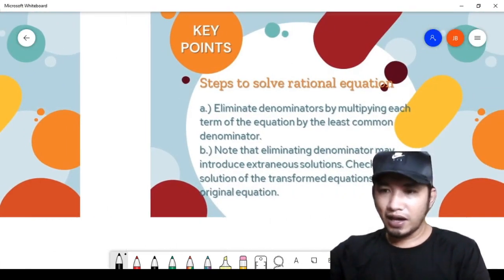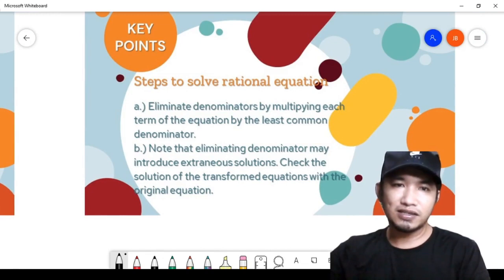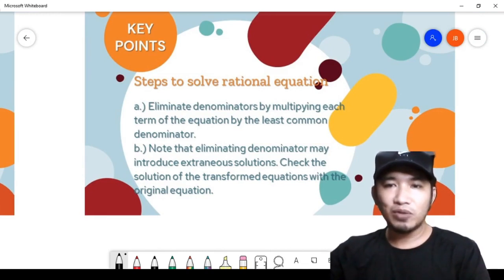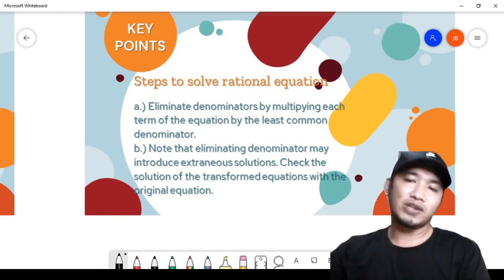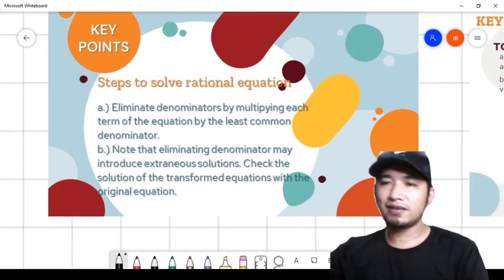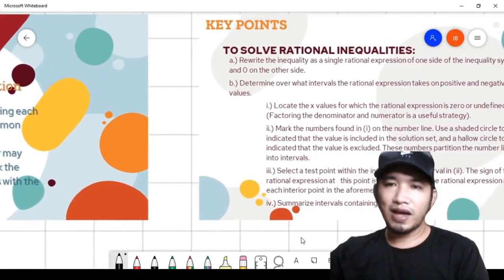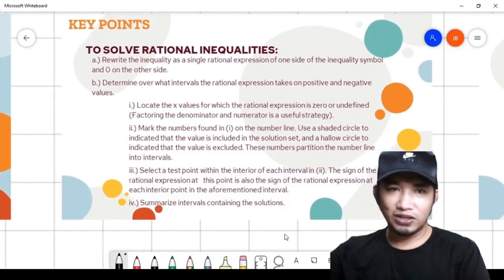Okay? And then these are the steps to solve rational equation. Okay? A. Eliminate denominators by multiplying each term of the equation by the least common denominator. Take note that eliminating denominator may introduce extraneous solutions. Check the solution of the transformed equation with the original equation. Okay, may note yun, alright? So, and then this one, importante to.